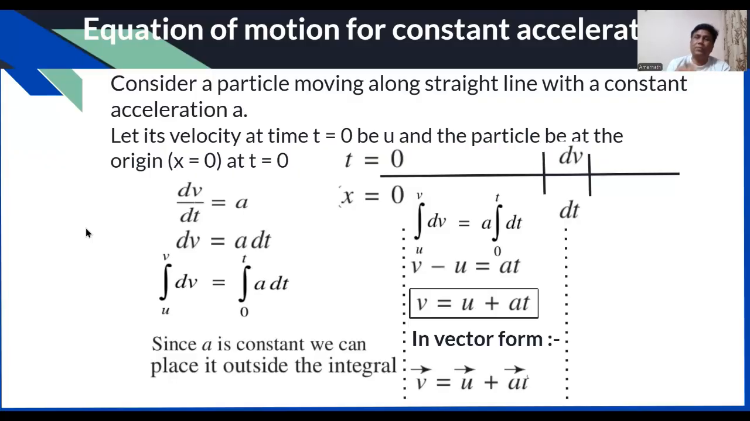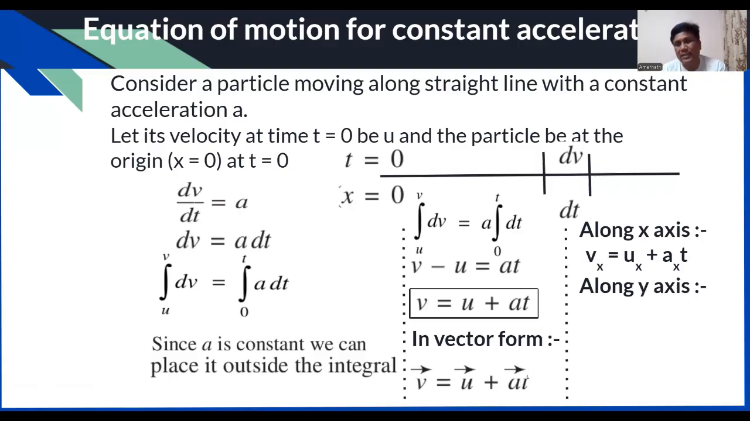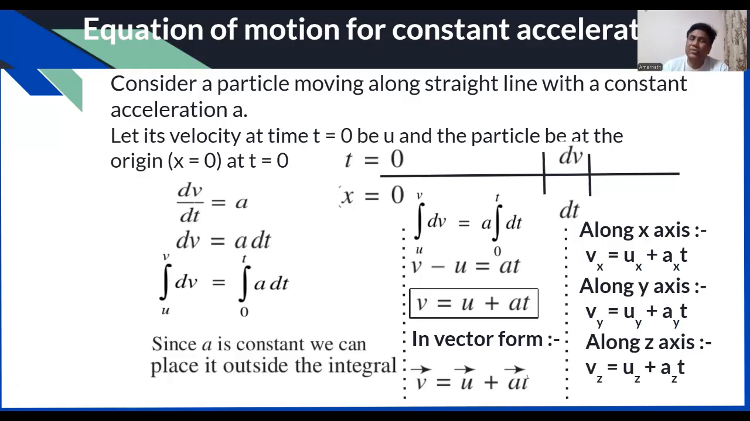So if I want to write along x, it will be Vx equal to Ux plus Axt. It means there is no relation with y, no connection with y. Independently, we can write the equation along x. Even we can write the equation along y also. Similarly, we can write along z also. This is a vector equation, so we can write it in all three axes.